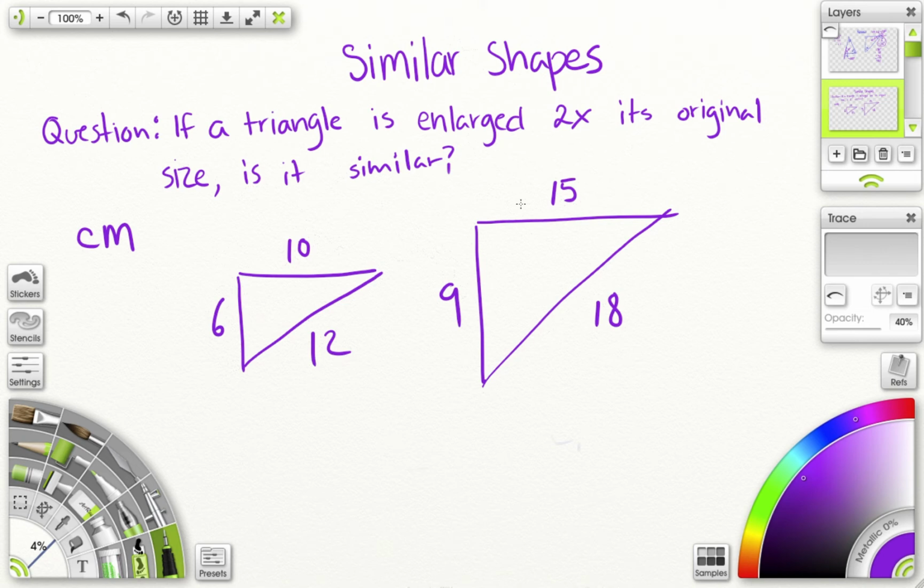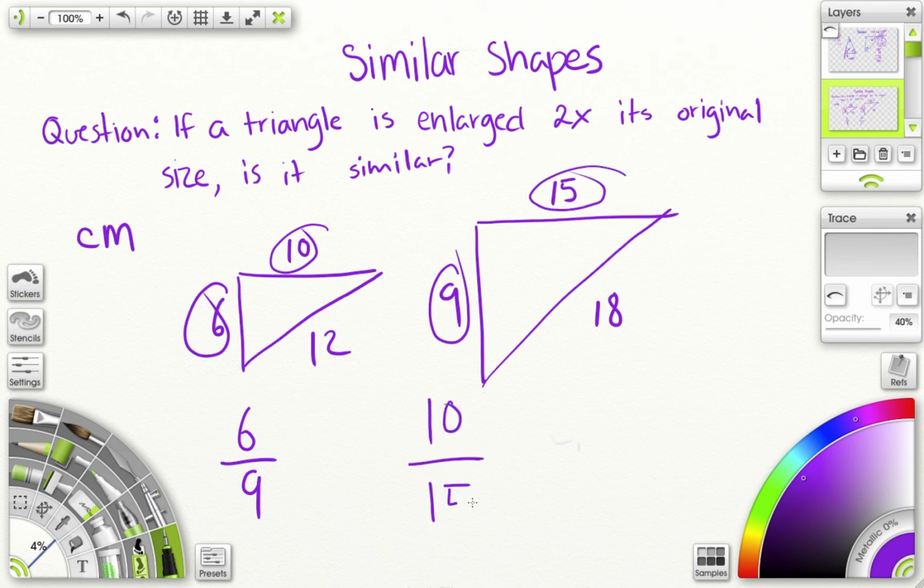Huh. Okay. Let's try multiplication. Can I multiply 6 by something to get to 9? Not a whole number, that's for sure. Can I multiply 10 by something to get to 15? Nope. 12 by something to get to 18? Nope. So this is why I showed you the fraction method. I take my similar sides, so 6 and 9, 10 and 15, and 12 and 18.